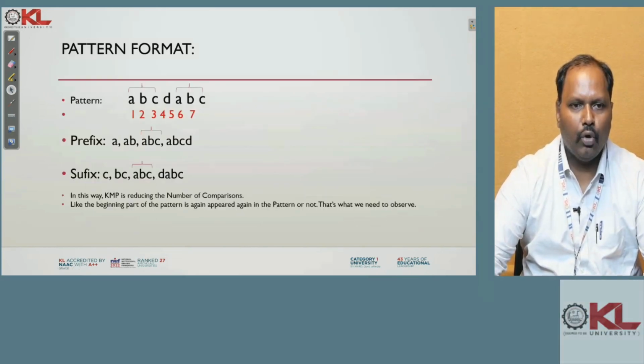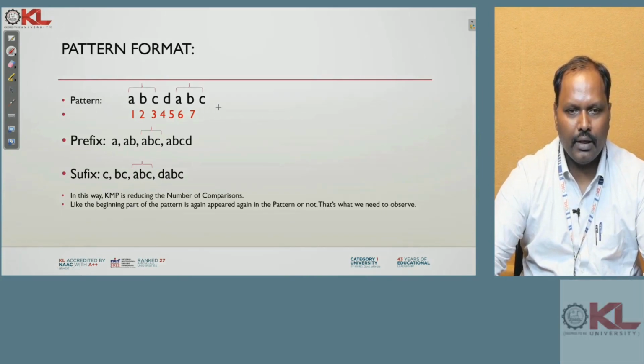Then the components of the KMP algorithm: this is how the prefix and suffix data are used. Now this is an example. The pattern is ABCDABC. This is the data we are using in the pattern format. Now for the prefix data, the first letter is a single letter A, and then the next comparison is AB, another prefix, then ABC, another prefix, and ABCD, which is the four-letter prefix.